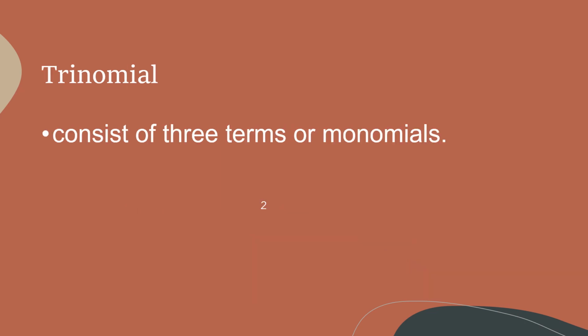The third one is a trinomial. It consists of three terms or monomials. So tatlong monomials na daw siya. So like for example, we have 5x squared plus x plus 2. So dito we have 1, 2, 3.